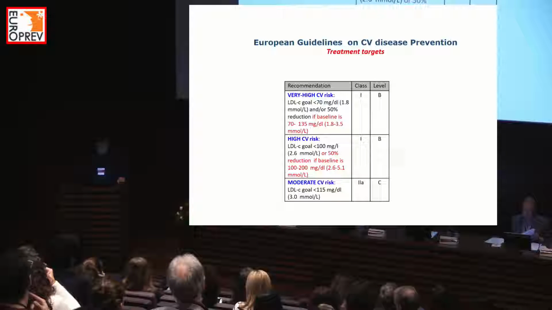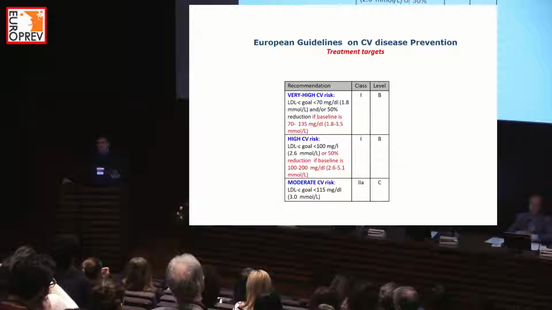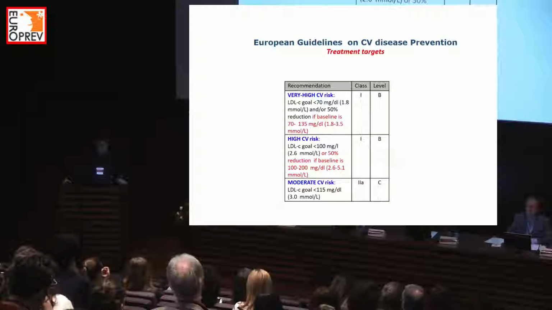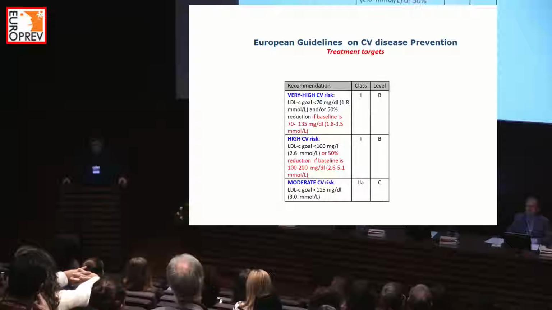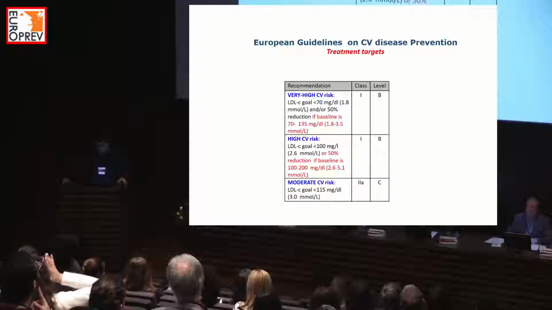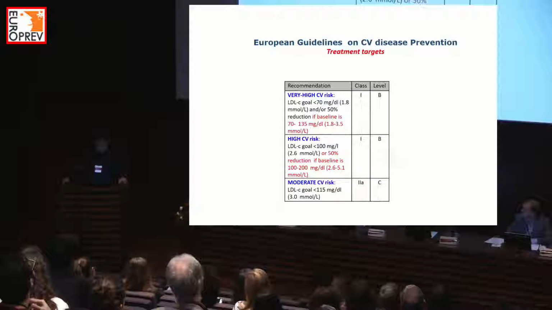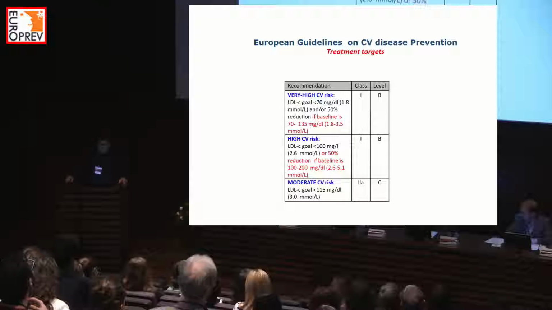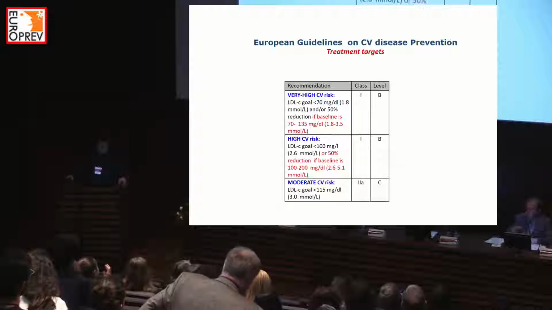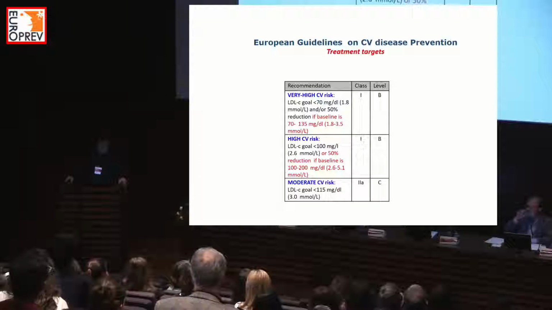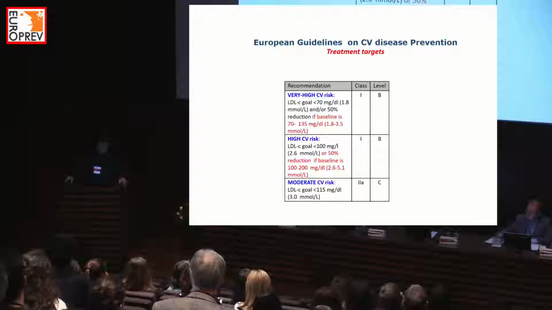The European guidelines do recommend three categories of groups: the very high risk, with the recommendation of an LDL cholesterol less than 70 milligrams per deciliter, which is 1.8. High risk, with an LDL goal of less than 100 milligrams per deciliter or 2.6 millimoles per liter. And the moderate cardiovascular risk with the goal of LDL less than 150.